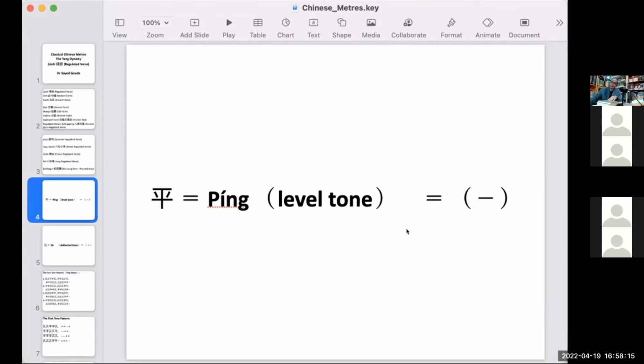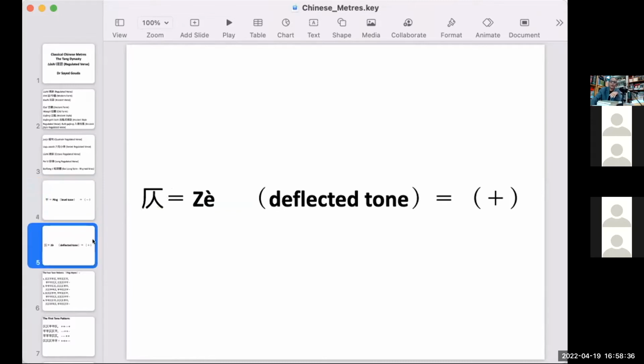But what we have now is that the Ping level, the Ping sheng, is divided into two. One is Yin Pingsheng and one is Yang Pingsheng. So the first and the second tone in modern Putonghua represent ping in classical Chinese poetry too, while the third and the fourth tones in modern Chinese represent the ze, the deflected tones.